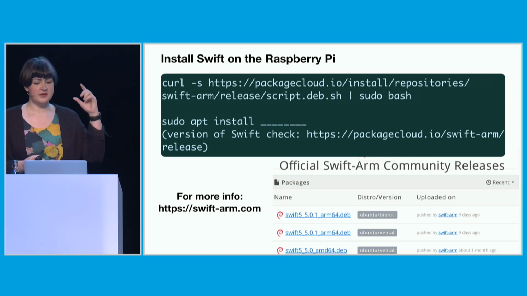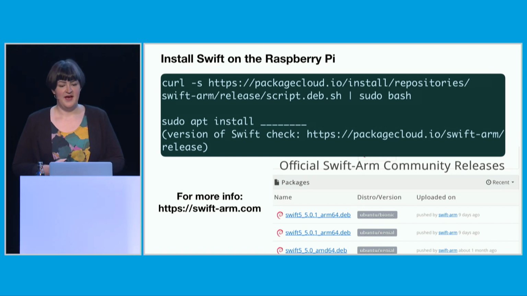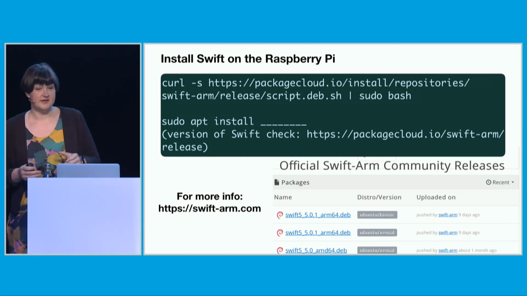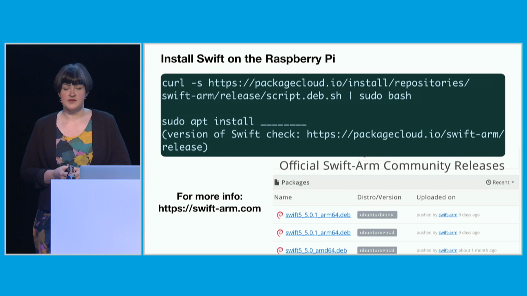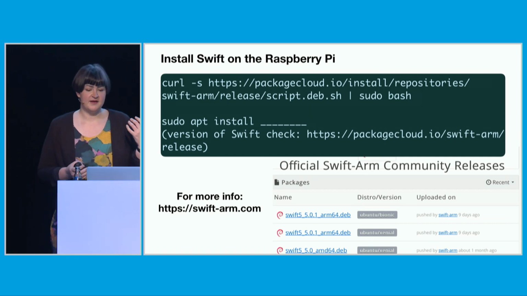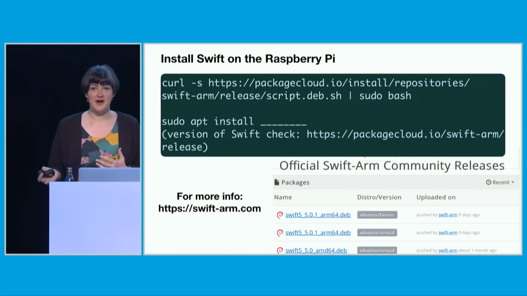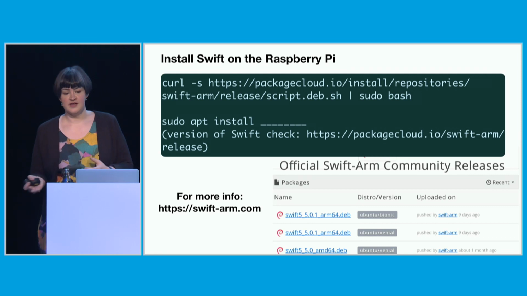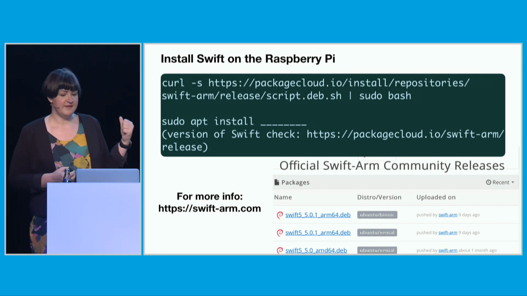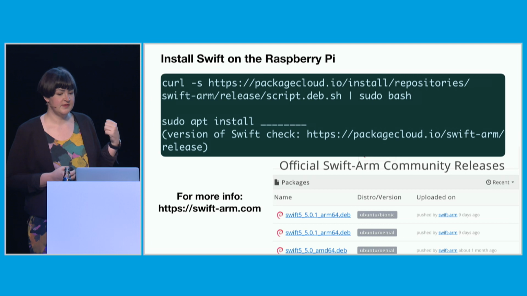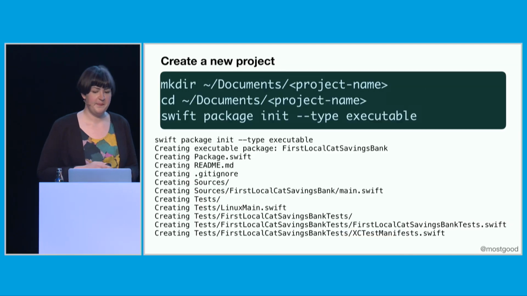So you can run the script that's at the top, and then once that finishes, you can do sudo apt install, and then the version of Swift. So I've left that out because it kind of depends what Raspberry Pi you're using and what version of Linux you're running. So you can get the exact version from swiftarm.com.